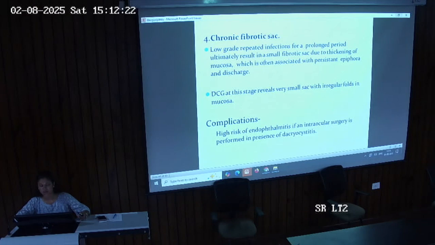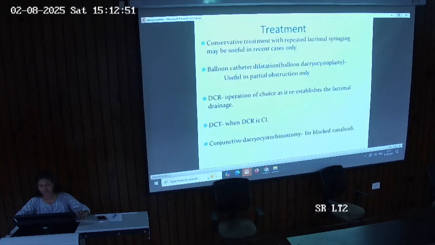It occurs due to low-grade repeated infection for a long period, which ultimately results in a small fibrotic sac due to the thickening of the mucosa, which is often associated with persistent epiphora and discharge. On dacryocystography, there will be a very small sac with irregular folds in the lacrimal mucosa. Complications of chronic dacryocystitis: there is a high risk of endophthalmitis if we do any intraocular surgery.